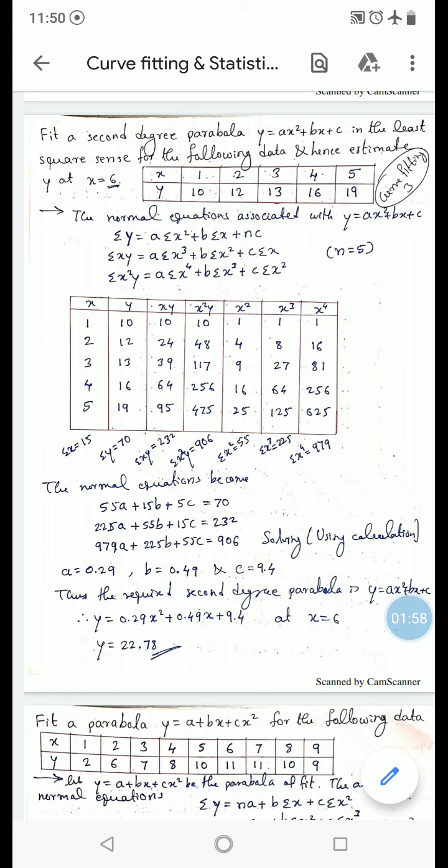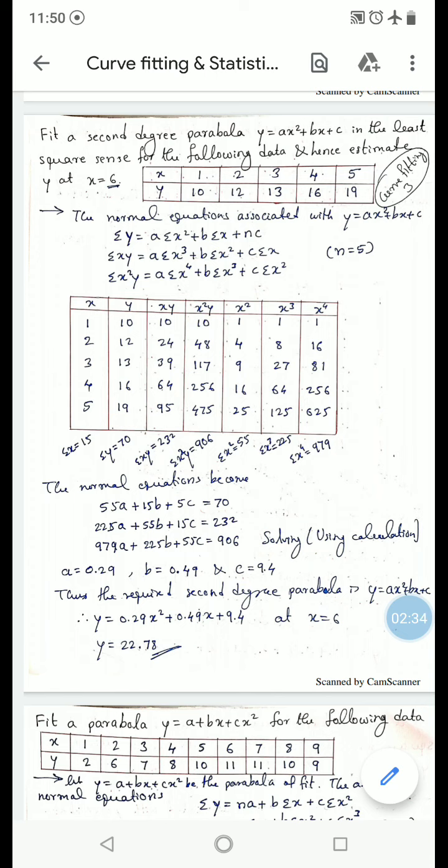Summation of x equal to 15, summation of y equal to 70, summation of xy equal to 232, summation of x square y equal to 906, summation of x square equal to 55, summation of x cube equal to 225, summation of x raised to 4 equal to 979. So put all the values in the normal equations I have written above. We get 55a plus 15b plus 5c equal to 70, 225a plus 55b plus 15c equal to 232, 979a plus 225b plus 55c equal to 906.